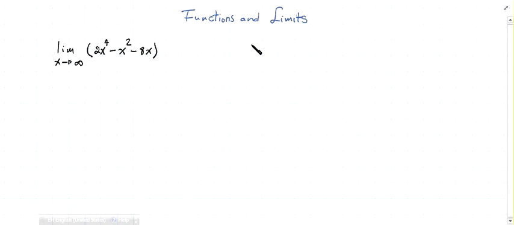Hey, what's up, guys? In this video, we're going to evaluate the limit to infinity of this whole polynomial here. Okay, let us start here. As x approaches infinity, x to the power 4 also approaches infinity, and the coefficient in front will make the number even larger.